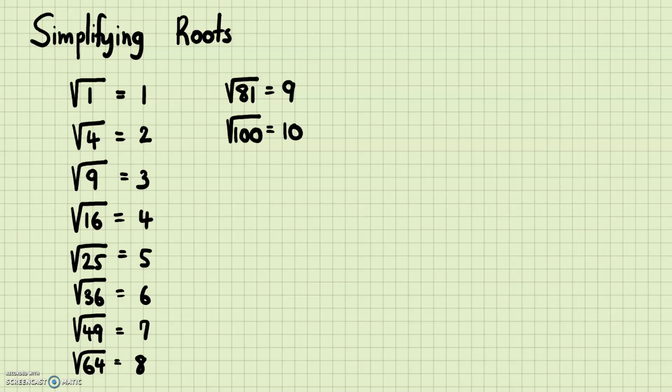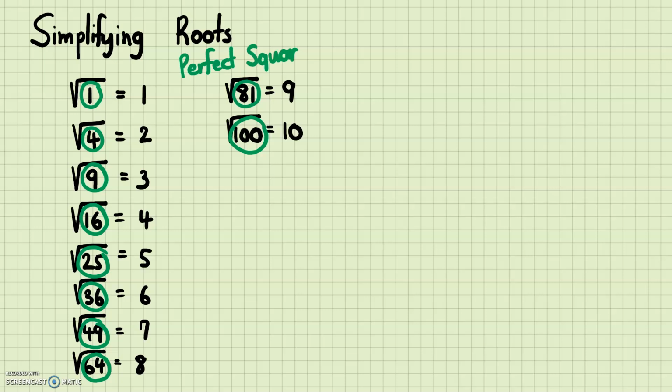Okay, so these numbers that are inside are called perfect squares, perfect square numbers, because when you take the square root of these, you get a whole number, a nice whole number. These are called perfect squares. And you get these perfect square numbers by squaring whole numbers.